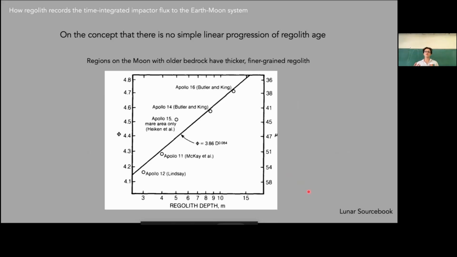And to build on this concept of there's no simple linear progression, I'm going to start developing the idea of how this regolith changes as it gets impact processed. This is the plot showing you mean grain size on the y-axis relative to regolith depth at different Apollo mission sites. As most of us know, Apollo 16 is where we have an abundance of highlands and anorthositic lithologies. We have a deep primordial crust. And as we expect there, the regolith there is the deepest and the finest grain size. This tells us that that material has been reworked for a relatively longer period of time.